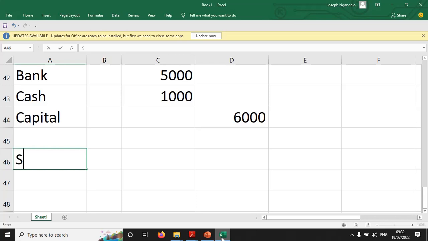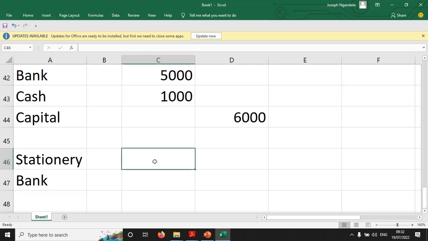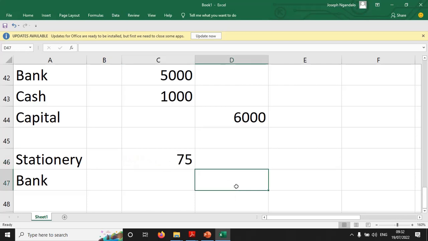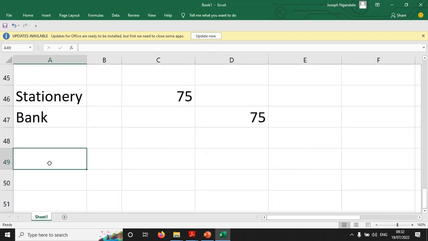Yes, so which accounts can you see? Stationery? And what? And bank. Congratulations. So the one comes here, the other one comes where? Yes. You see that? Next.